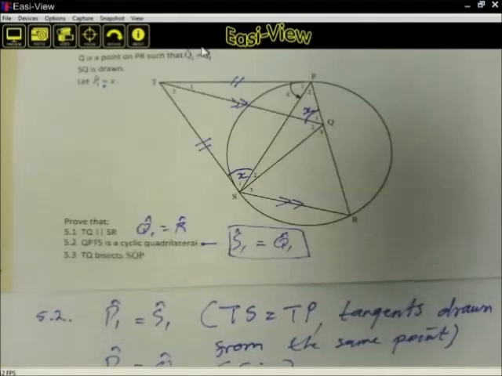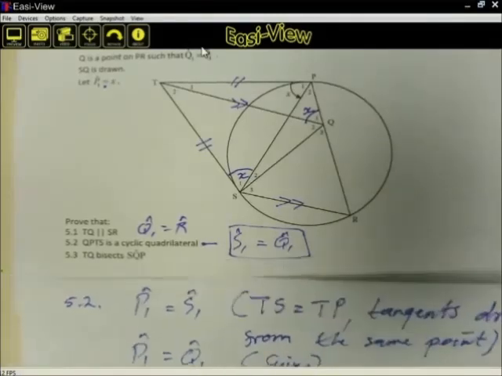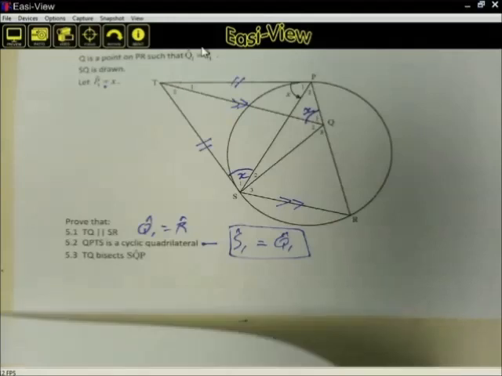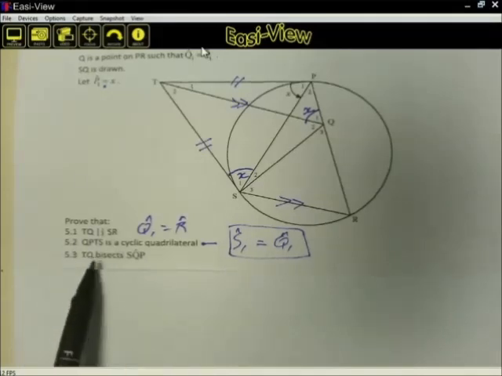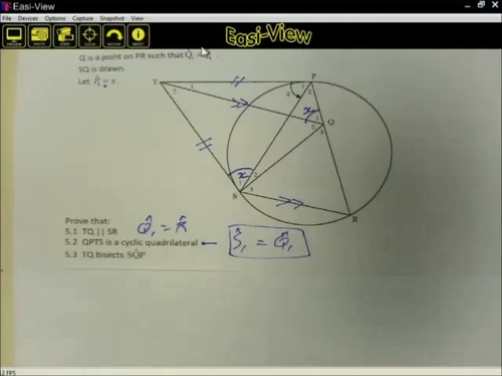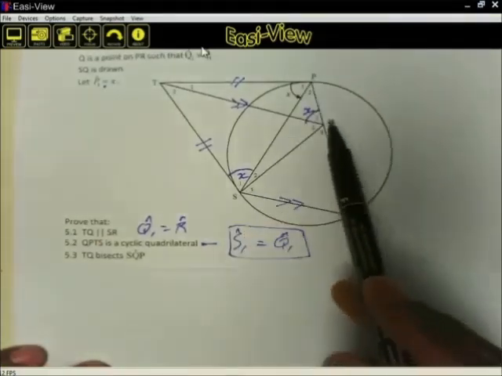The last part. I think we have done that. We still have to prove that TQ bisects SQP. We need to simplify that one. What do we mean if we say TQ bisects SQP? Here is TQ, and here is angle SQP.